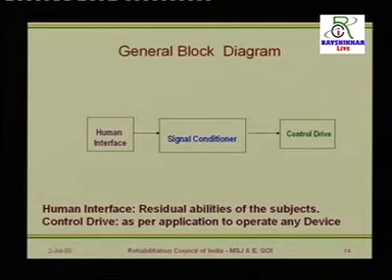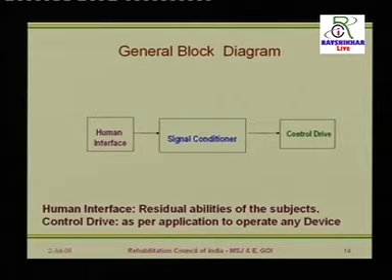Now it has flexibility, control, continuous feedback, online help, everything is there. Now, how as an engineer, as a technologist, to work, I will show you a very simple block diagram. Okay, first the block is the human interface. Human interface means the residual ability of the subject. What ability I will pick up from that person. That is what the block diagram shows. I think this is very simple, anybody can understand.